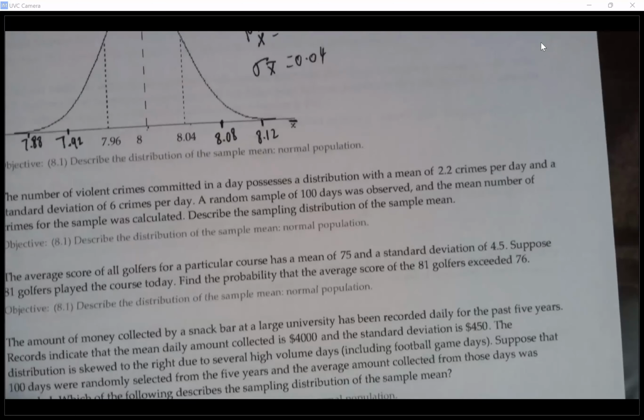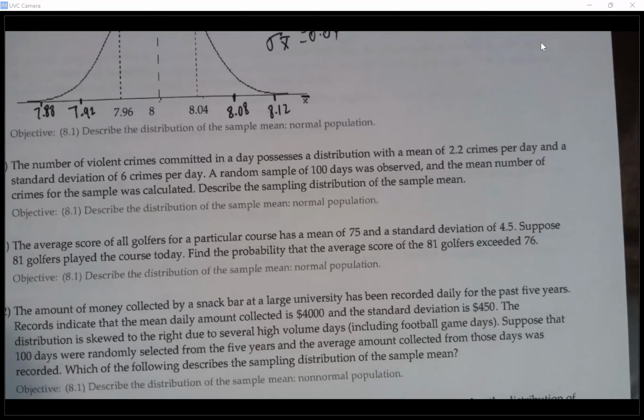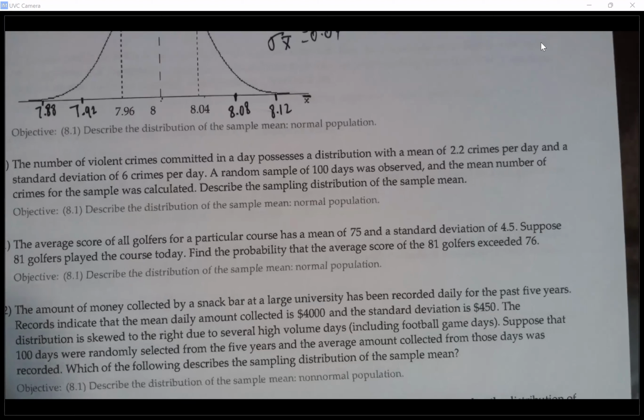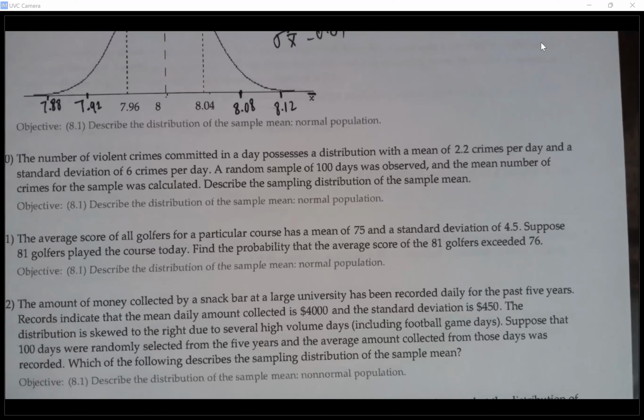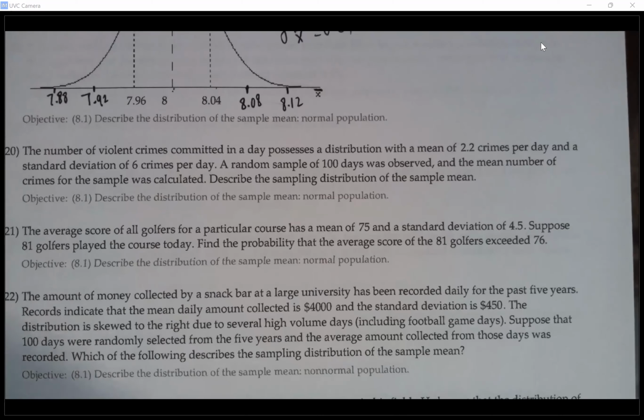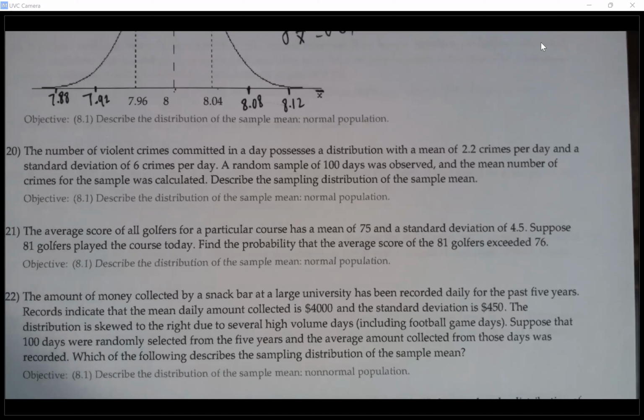20. The number of violent crimes committed in a day possess a distribution with the mean of 2.2 crimes per day and a standard deviation of 6. A random sample of 100 days was observed, and the mean number of crimes for the sample was calculated. Describe the sampling distribution. So the distribution of the sample mean is always approximately normal.